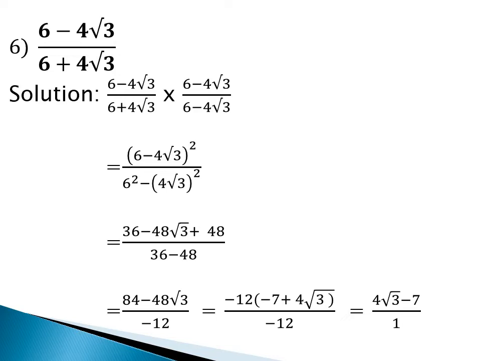Now minus 12 we can take common in the numerator also. So minus 12 into minus 7 plus 4 root 3 whole divided by minus 12. So minus 12 will get cancelled. Any common term is there, you take out, then you can do that one. After simplification your answer will be 4 root 3 minus 7 whole divided by 1.